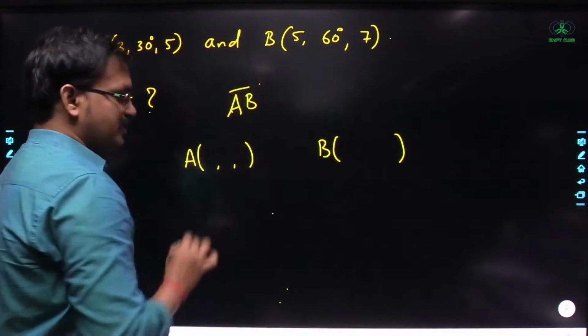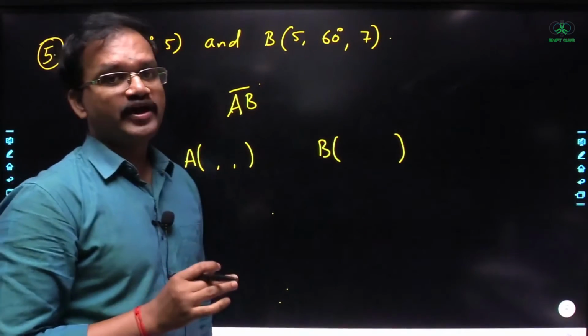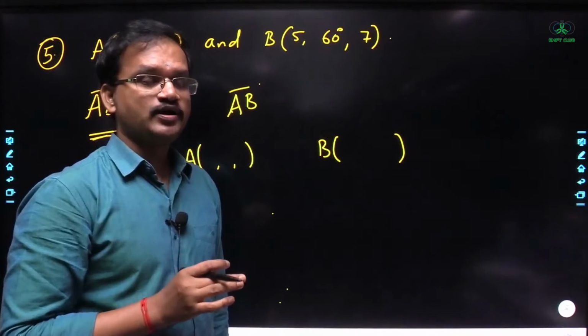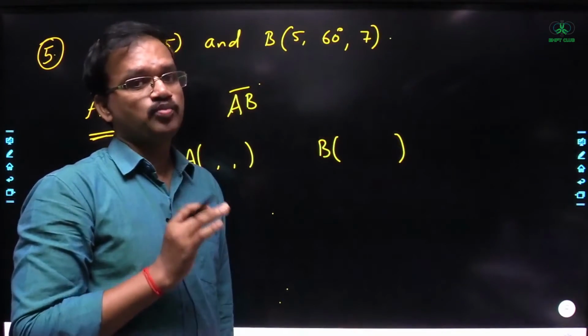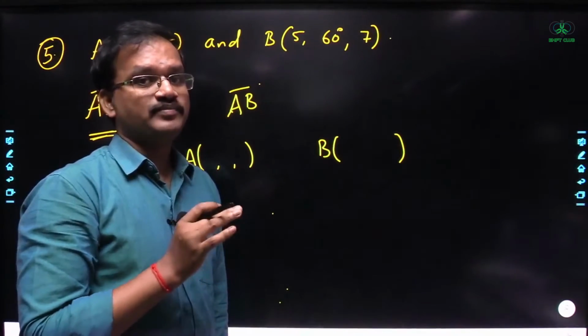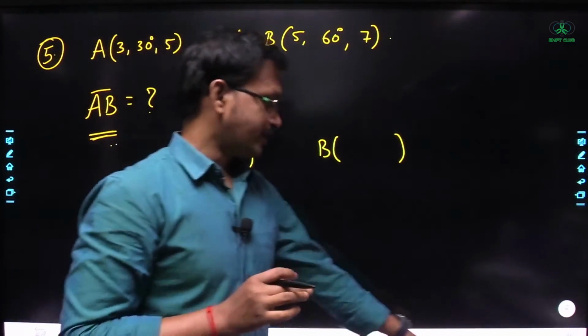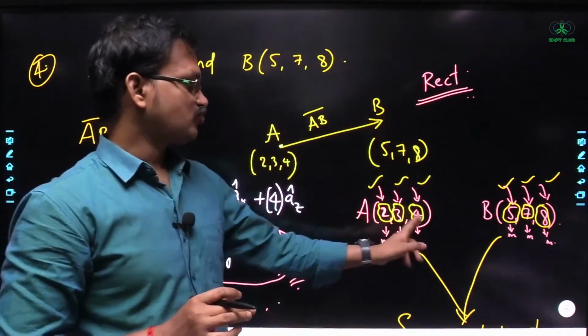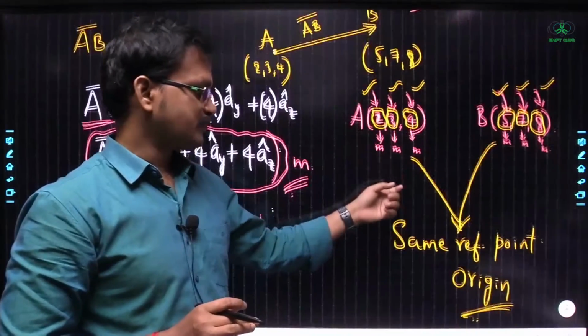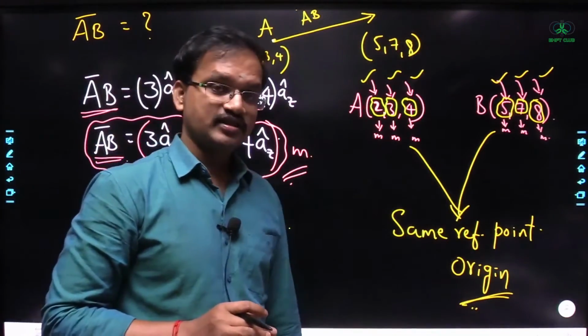And also one more condition: if you want to represent it as a vector quantity, all the three coordinates must be defined or measured with respect to the same reference point. In rectangular coordinate system, we have seen that x, y, z coordinates are all measured with respect to the same reference point, that is nothing but the origin.